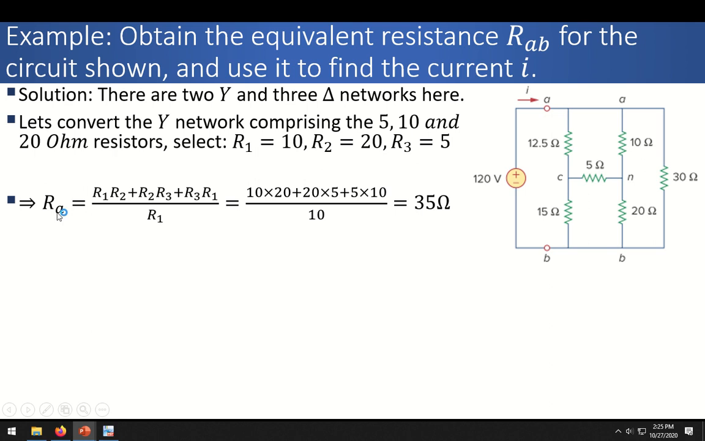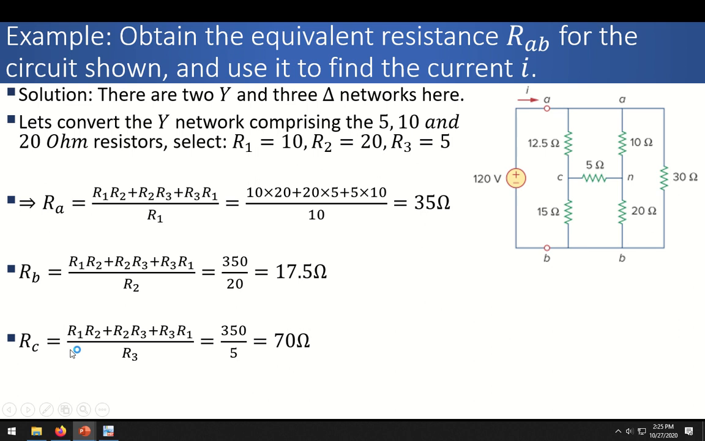We know that RA, that is the first resistance in the delta network, is R1 R2 plus R2 R3 plus R3 R1 divided by R1. So we can simply plug in the values. R1 is 10: 10 multiplied by 20 plus 20 multiplied by 5 plus 5 multiplied by 10, divided by 10. So this is 35 ohms. Similarly, RB will be equal to R1 R2 plus R2 R3 plus R3 R1 divided by R2. So this is 350 divided by 20, because R2 is 20. So this will be 17.5 ohms.